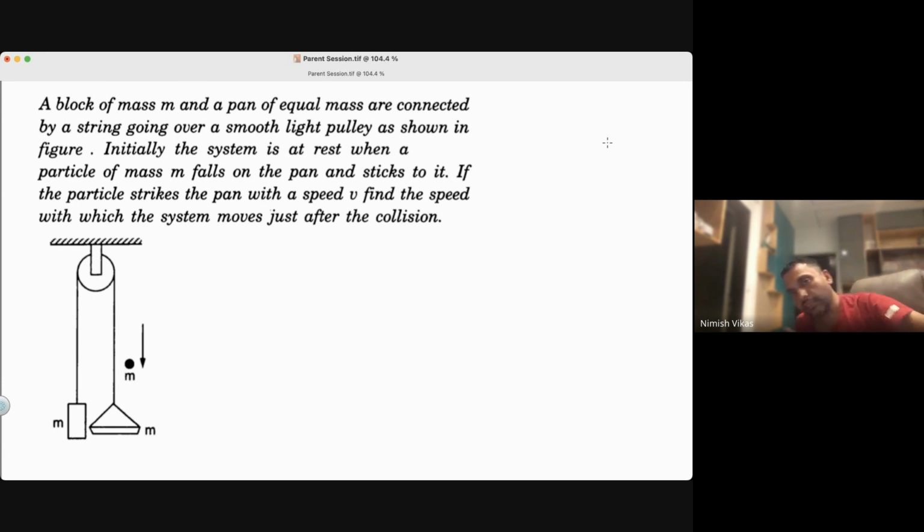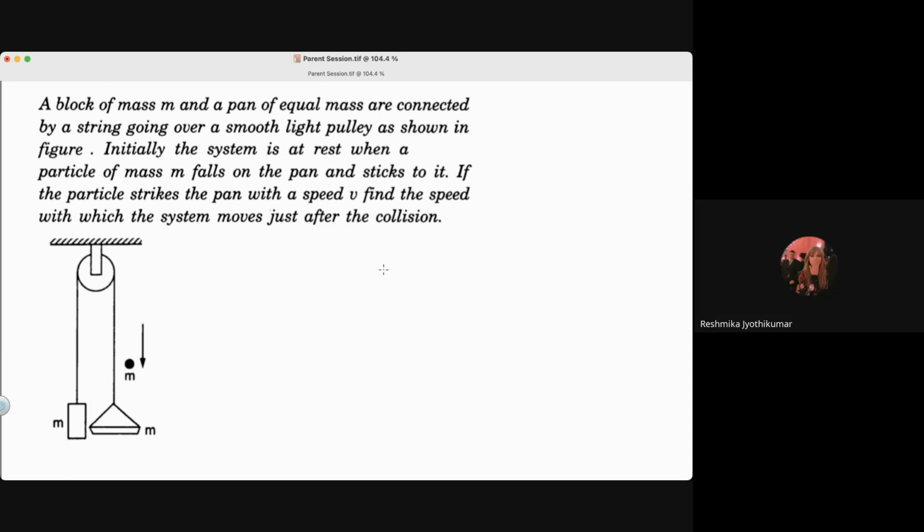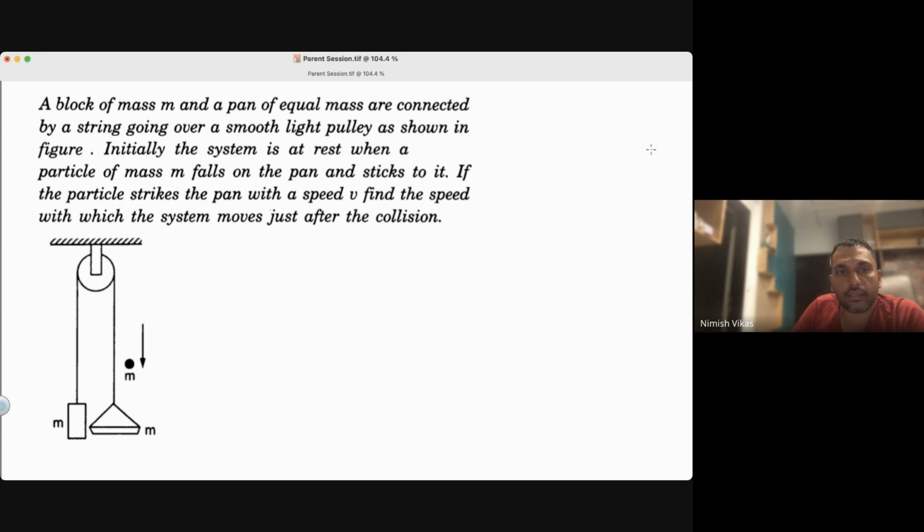Okay, so we'll do the impulse part. They have asked the final speed. It's a simple collision question, so it is virtually nothing. So I'll just do it without the impulse. Shall I do it without the impulse? Yes, sir. Okay, without the impulse, the answer is something like this.